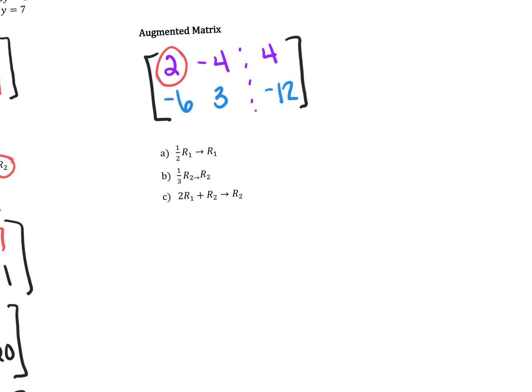So what this says to do is, your first step is to multiply by 1/2. That's like dividing by 2. So if I divide 2 by 2, I'm going to get that 1 sitting there. So 1/2 R1 becomes the new row 1. So 1/2 of 2 is 1. 1/2 of -4 is -2. 1/2 of +4 is +2. Bottom row, I haven't touched it, so I'm going to write -6, 3, -12.